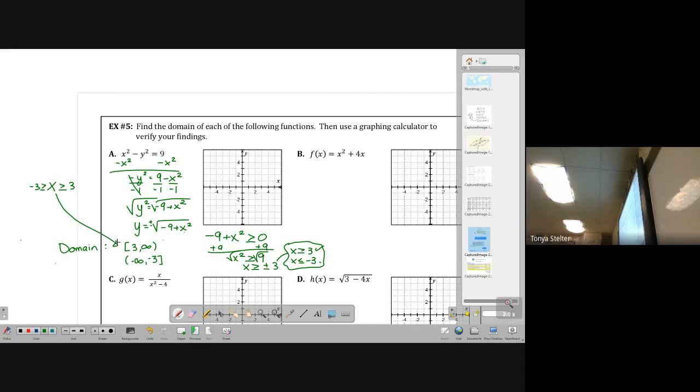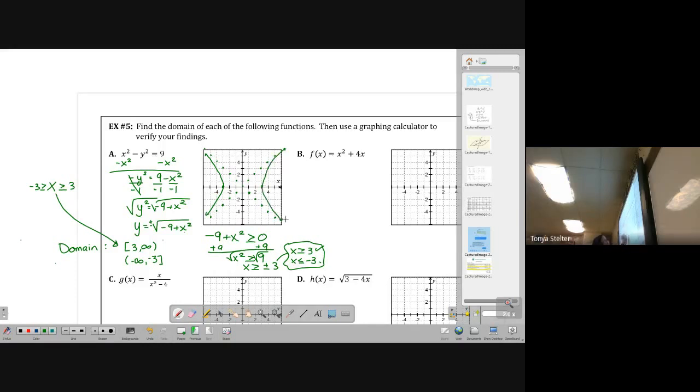Does this ask for range? No, it only asks for domain. As far as graphing goes, you guys can use a graphing calculator, but here's your asymptotes. So there's your asymptotes, and this isn't going to be perfect by any means, but this will help you visualize what's happening.